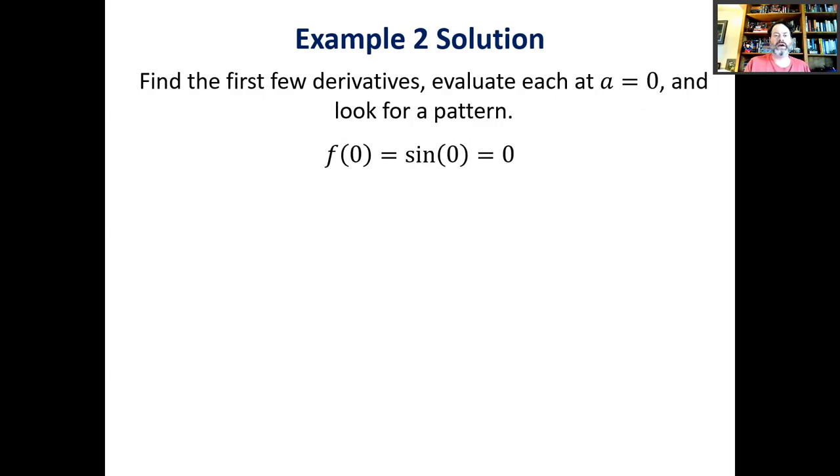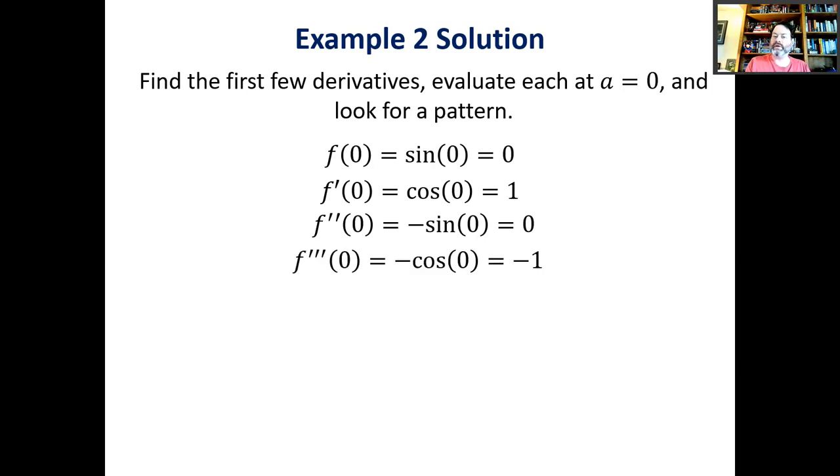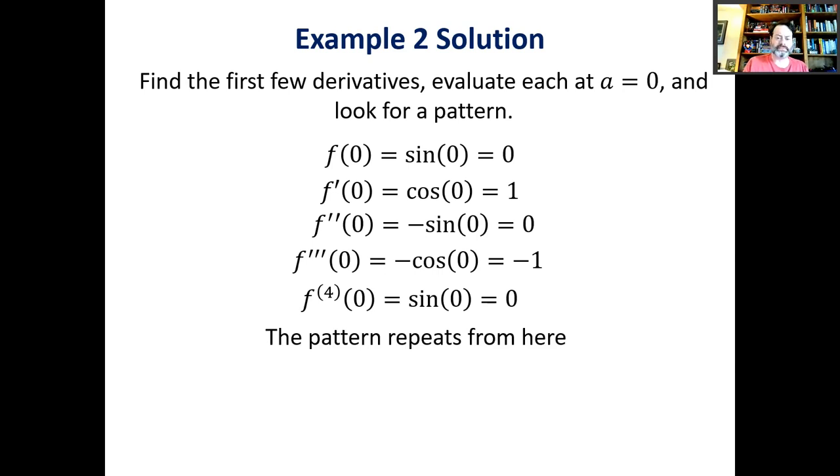All right, so we're doing sine x. In the previous example, we used e to the x, which has the easiest derivatives possible. But sine x has some pretty easy derivatives, though it's not the easiest. So the function evaluated at 0 is 0. Take the derivative evaluated at 0, you get 1. Take another derivative. Negative sine of 0 is 0. Keep taking derivatives. Now we get negative cosine, which is negative 1. And when we take that fourth derivative, we're right back at 0. So the pattern repeats from here.